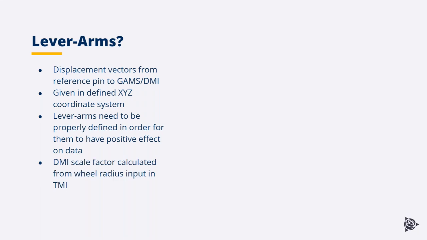Also, when we talk about DMI, in addition to the lever arms, there's a scale factor, which in MX9 and MX7 is calculated from the wheel radius input in the Trimble mobile imaging interface where you operate the system. But keep in mind, if you have a precise question how to do something with GNSS or DMI, there's always a manual available. If you don't find that, you can always contact us and ask for it. So keep that in mind.